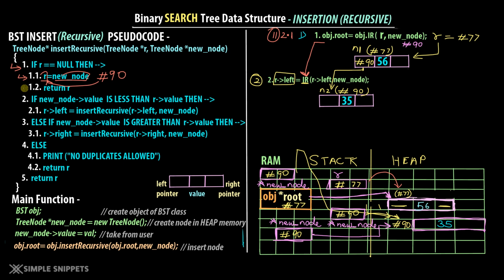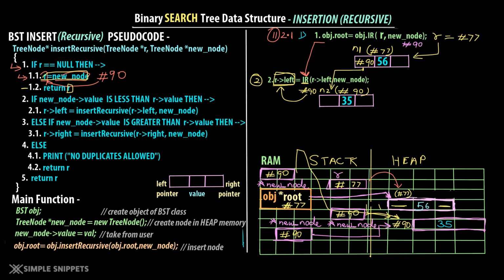Alright, and once you do that we will say return r. So now what is r? R we just said is hash 90 at step number 1.1. So hash 90 will be returned. Hash 90 will be returned and stored as r of left. This r of left is nothing but n1's left. So that's why you can see hash 90 is now stored over here.